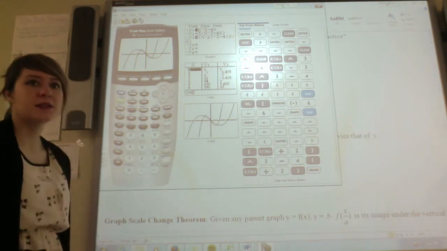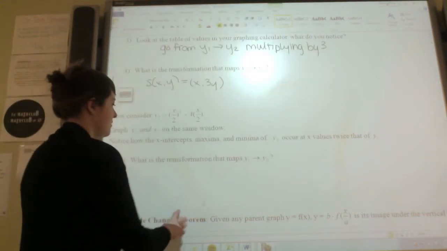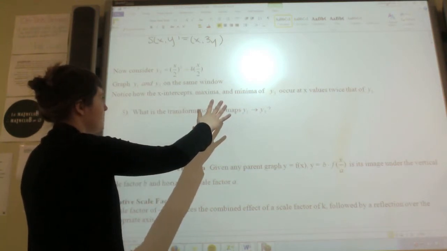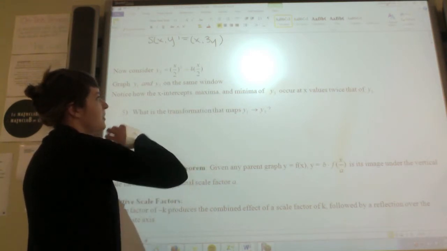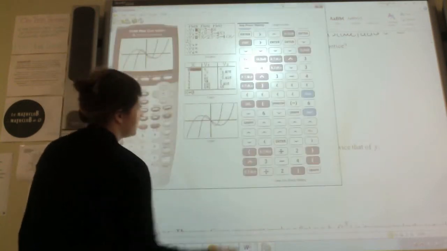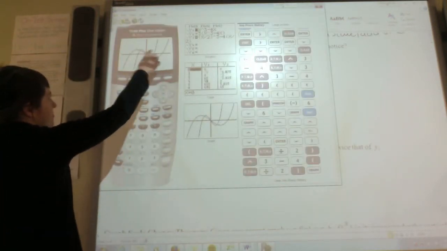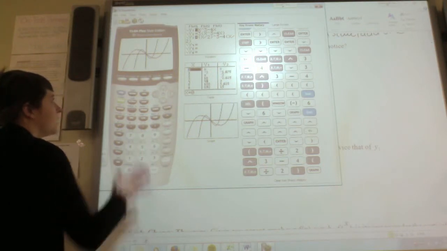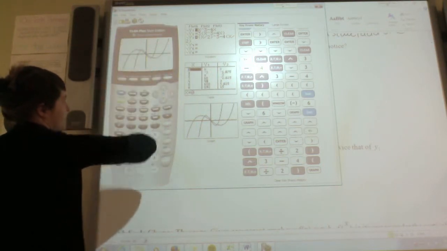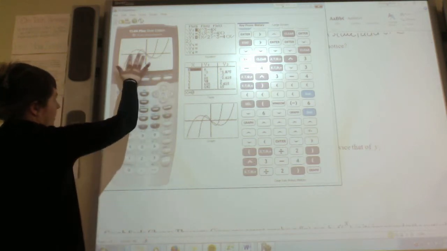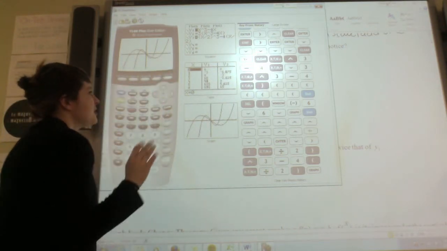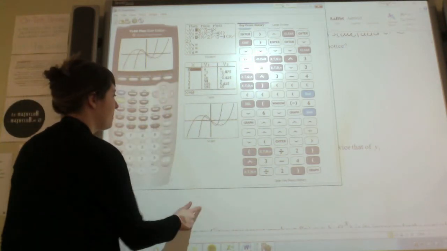Okay, now I'm going to ask the same questions here. So, first thing, how are the x-intercepts, maxima, minima changing? Well, you should notice that the maxima and minima are staying the same in this case, and the intercepts are the ones that are changing now. So this intercept here is at 2, and this one's at negative 2 and negative 4. This one's at 2 and 4, so they're actually doubling.